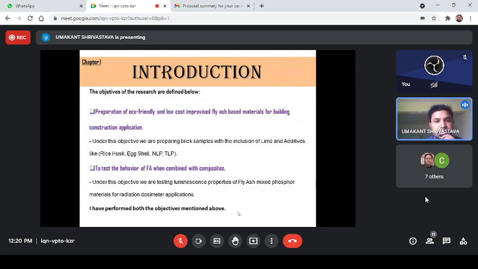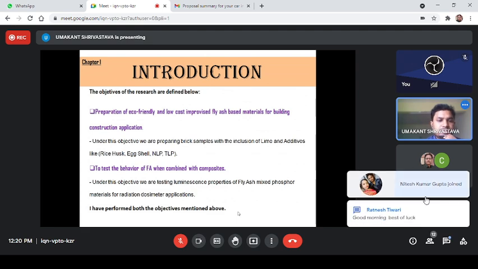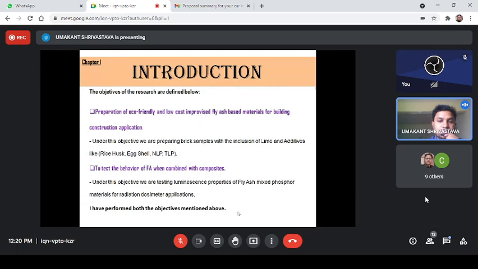The objectives of my research are divided into two parts. First, the preparation of eco-friendly and low-cost improvised fly-ash-based materials for building construction application. Under this objective, we have prepared brick samples with the inclusion of lime and additives like rice husk, eggshell, neem leaf powder, and tulsi leaf powder. Those are medicinal plants. Second, to test the behavior of fly ash when combined with composites.